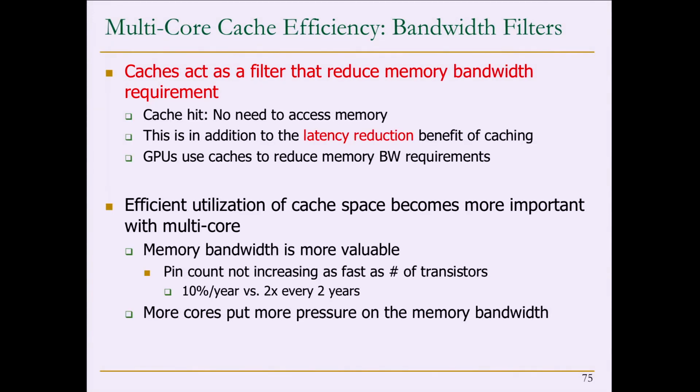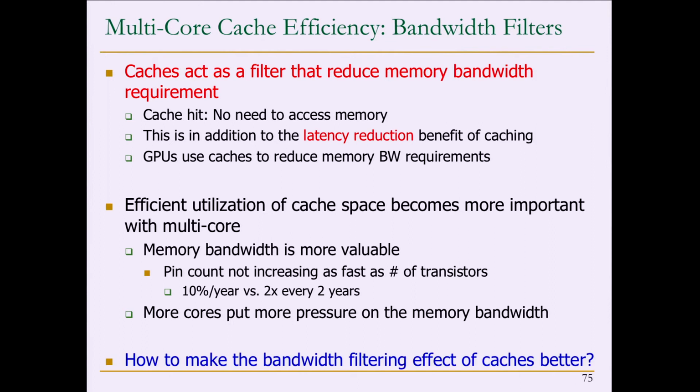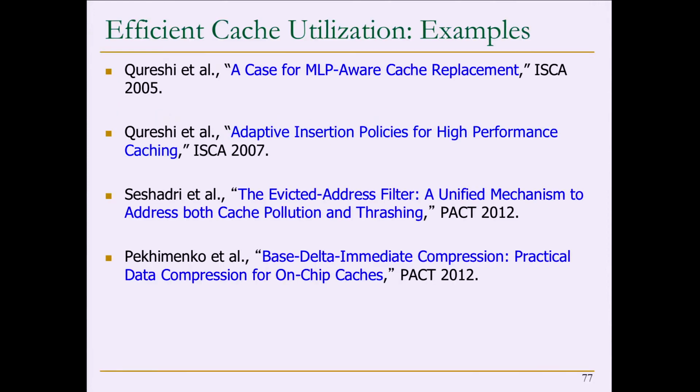Okay, so more cores put more pressure on the memory bandwidth, clearly. So a key question that people have been obsessed with for a while is how to make the bandwidth filtering effect of caches better. And if you design caches at NVIDIA, ARM, or wherever people design caches, you will actually need to deal with that problem. So let's talk about efficient cache utilization, because that essentially ties into what I just said. Let me move over here maybe for a while.